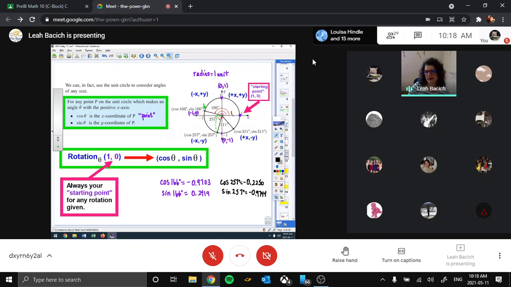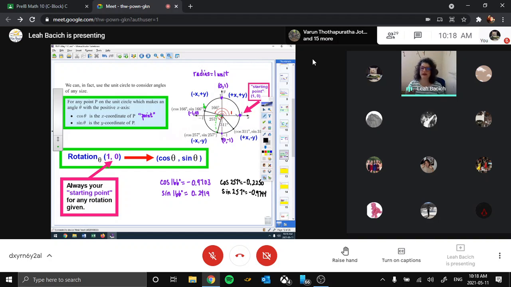For a rotation of 311, I would start here, and I would go all the way around to 311, which would be over here. For this one, it might be a little harder to tell. It looks like we're going over a short distance and down a farther distance. I could find out for sure by evaluating those.